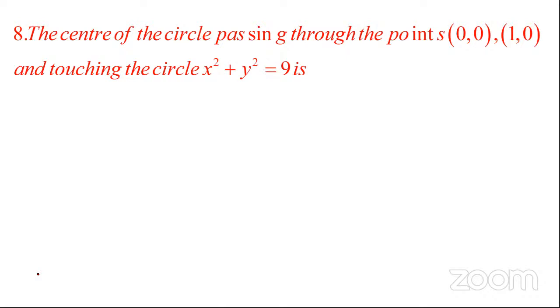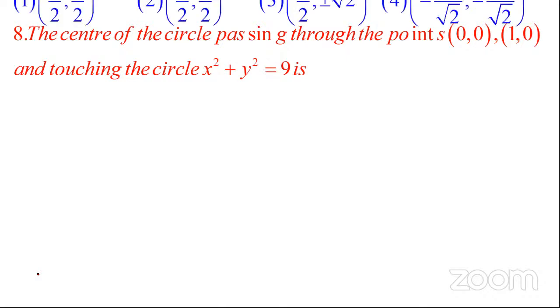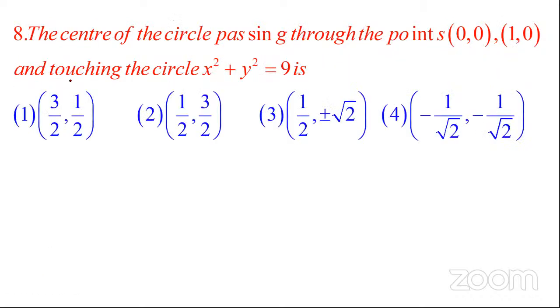Right. Next, the center of the circle passing through 0, 0 and 1, 0 and touching the circle x square plus y square equal to 9. What is the point of touching? So we have to find the center of the circle passing through these 2 points and touching this circle.